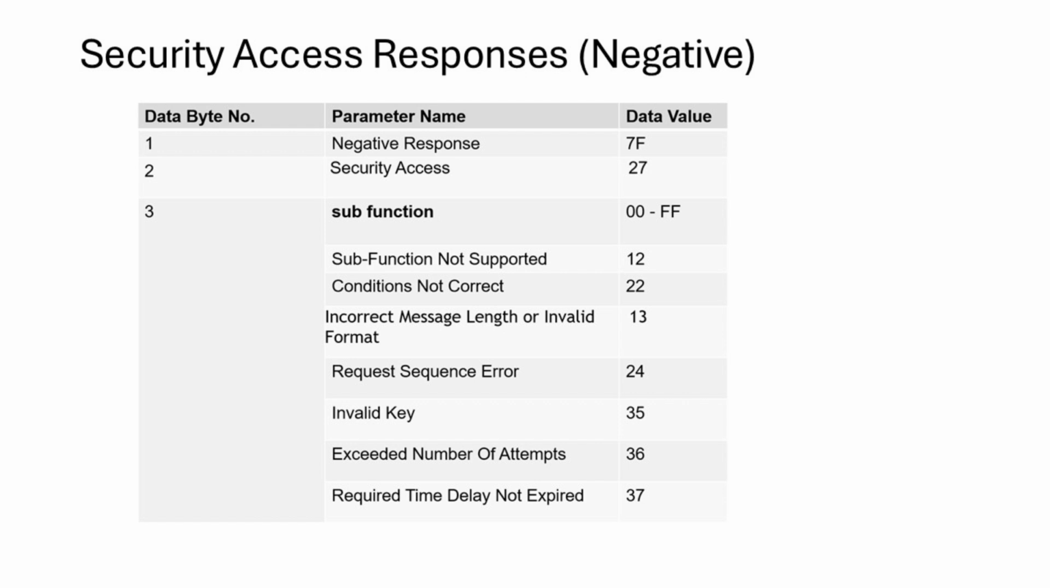And invalid key: to unlock, there will be a key. For example, some projects have FF55 or some random values which are defined in the project. If you are using the wrong key, then you will get negative response 35. Exceed number of attempts, I haven't tried this. And required time delay not expired, I haven't tried this.